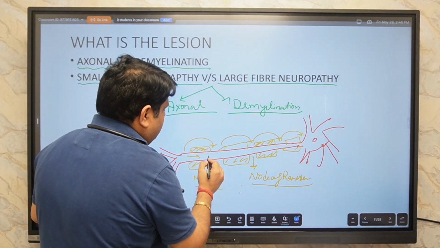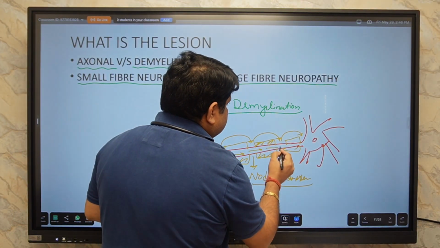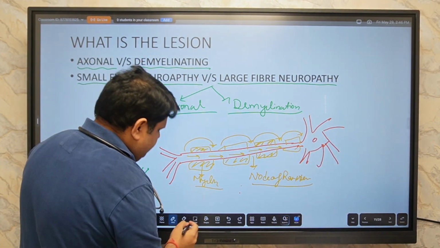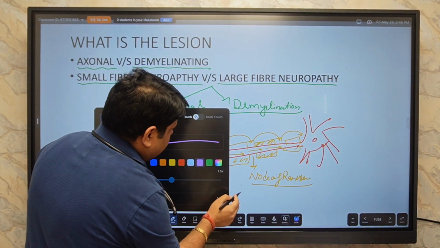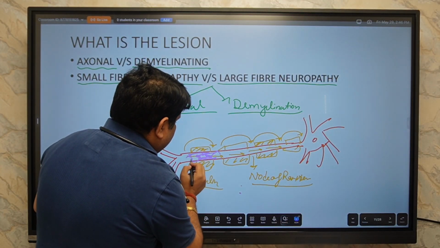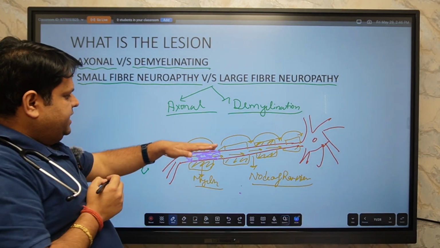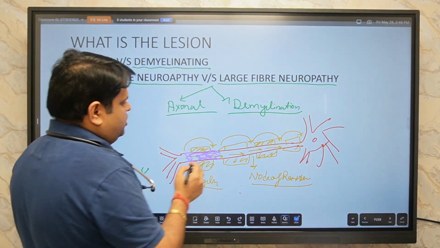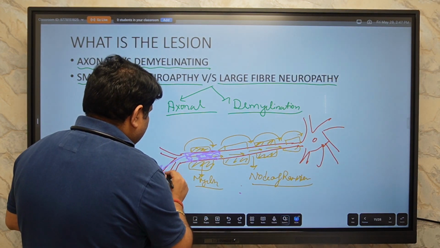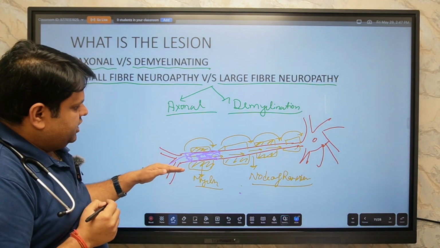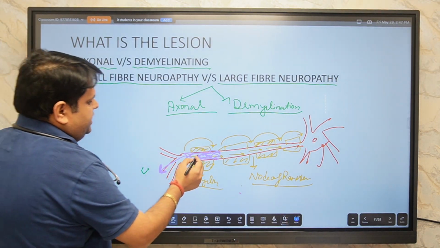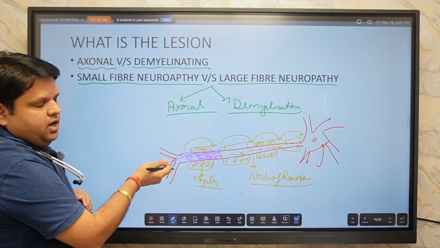Axon, this is the axon. It usually gives continuous or slow conduction. So in axonal type of neuropathy, there is damage in the axon. If there is damage in the axon, what will it cause? No nutrition goes to the distal part, the distal nerve or the muscle. So in the case of axonal, there is a disruption in the conduction through the axon.